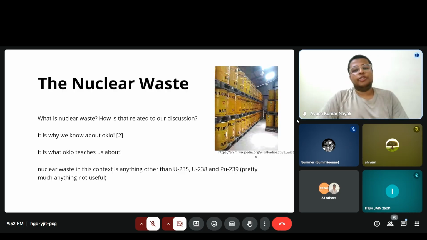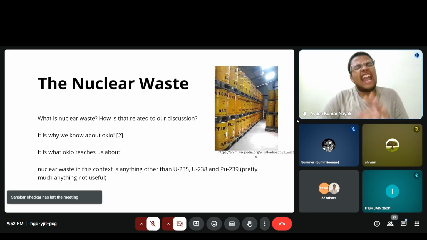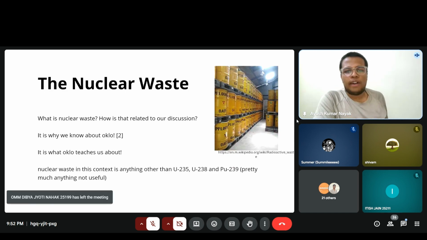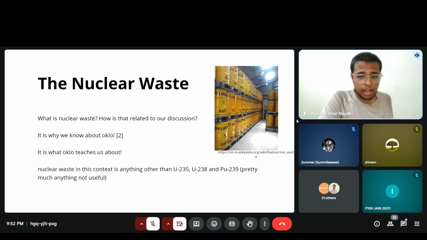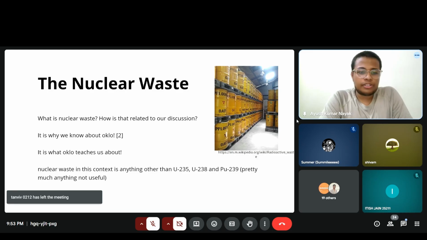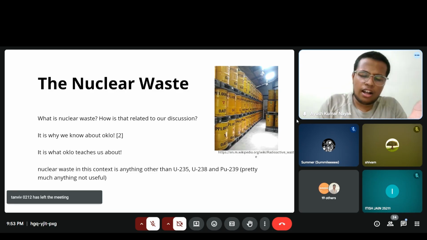So, nuclear waste in this context is anything that is not useful. Like I mentioned an isotope of cobalt called cobalt 60, which is used in the treatment of prostate cancer. That is useful, but some isotopes are not at all useful. You cannot do anything good with them. So those isotopes come under nuclear waste.